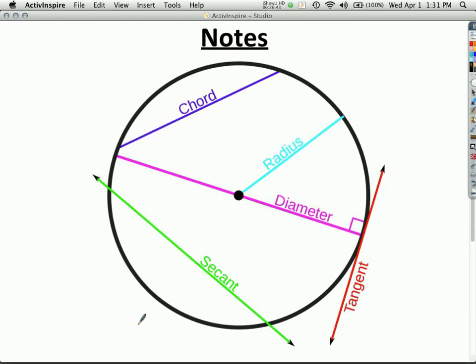Brandon? So wouldn't a diameter basically be... Thank you for repeating what I said a few minutes ago. That's exactly what I said. It's a chord passing through the center. Very good. All right, so we've laid the foundation. Now we can build from there.